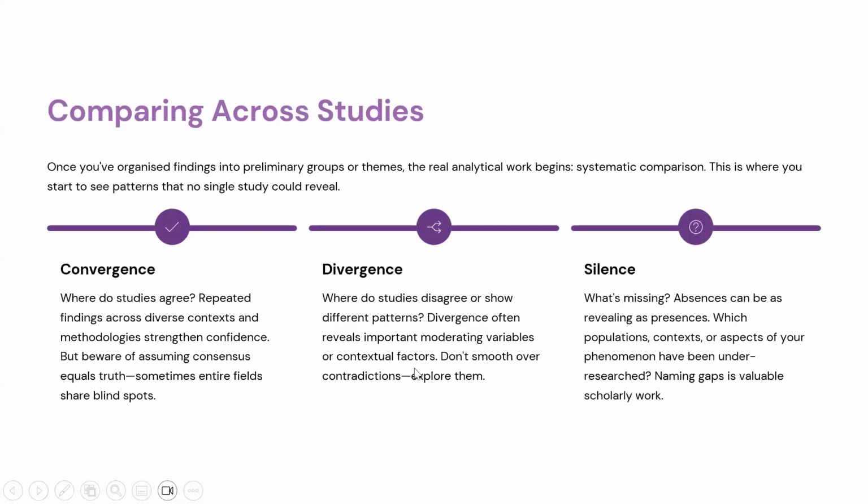And finally, building on the previous point, silence. So what is missing? Because absences can be as revealing as presences, and which populations or contexts or aspects of the phenomenon have been under-researched? Naming the gaps is valuable in scholarly work, and this can only emerge if you actually have a firm grasp of what the convergences and divergences are in the literature.